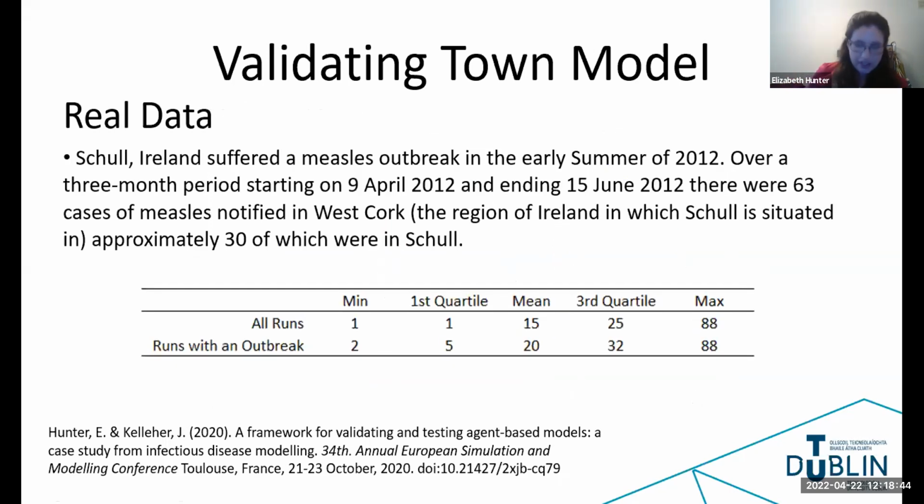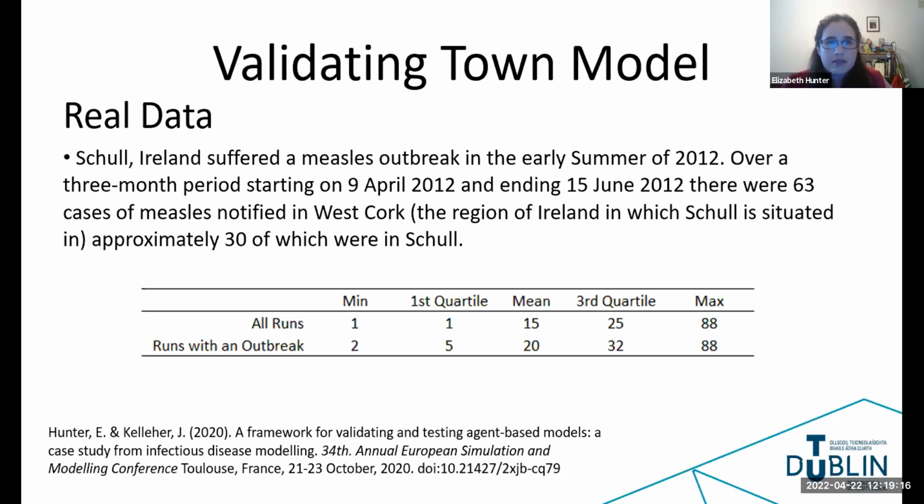And then the last piece of our validation for the model is comparing it to real data. Again, this might not always work. We might not always have real data to compare our model output to, but we do have it for our town in Skull, Ireland, which is a town we were modeling. They had a measles outbreak in summer of 2012. Over a 3-month period, there were 63 cases of measles in West Cork, which is the region in Ireland that Skull is located in. And approximately 30 of those 63 cases were actually in the town of Skull.